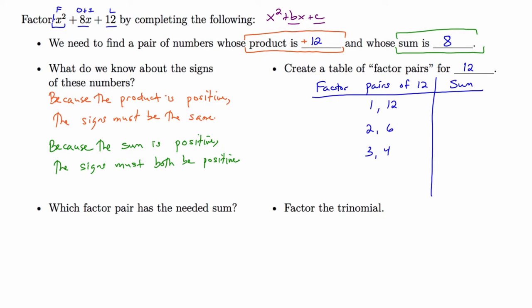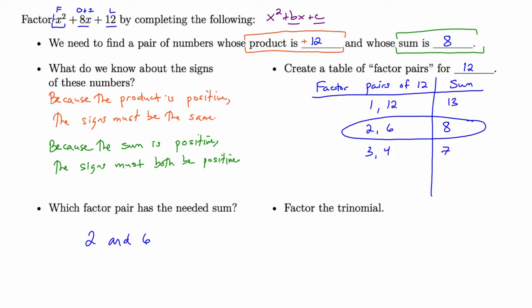Now for each of those possibilities, we also need to consider their sum. 1 plus 12 is 13, 2 plus 6 is 8, 3 plus 4 is 7. Keeping in mind that we're trying to find a pair of numbers whose product is 12 and whose sum is 8, all the factor pairs we have picked do have a product of 12, but we're looking for that one pair that has the sum of 8. And that's the pair in the middle, 2 and 6. 2 times 6 is 12, 2 plus 6 is 8. So that is the answer to the next question. Which factor pair has the needed sum? 2 and 6.